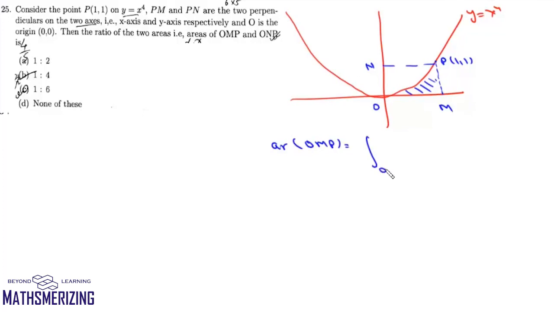OMP will be this integral from 0 to 1 of y dx, which is x to the power 4 dx. So it will be simply 1 by 5. Now area of ONP will be area of the square minus area of OMP. So it will be 1 minus 1 by 5. So it will be simply 4 by 5. Now if we take ratio of these two areas, it will be simply 1:4, and that's your option number B.